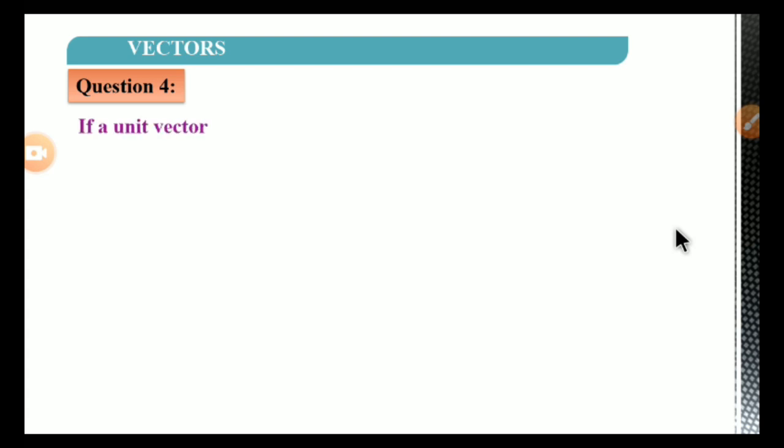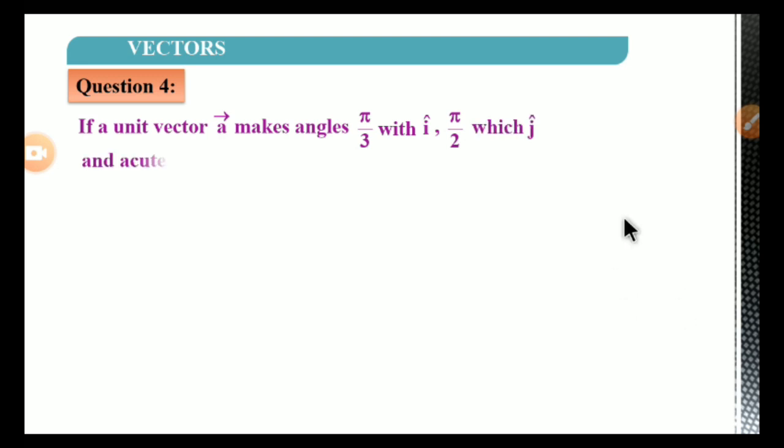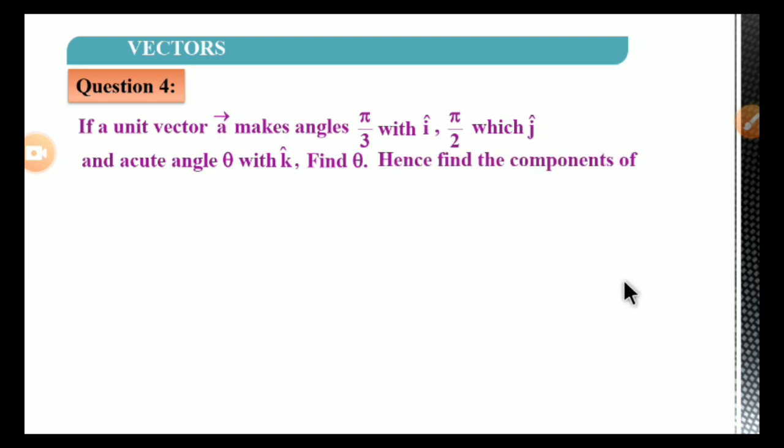Now question number 4: if a unit vector A makes angles pi by 3 with i, pi by 2 with j, and an acute angle theta with k, where i, j, k are the unit vectors along the x, y and z axes respectively, then find theta. Hence find the components of vector A.